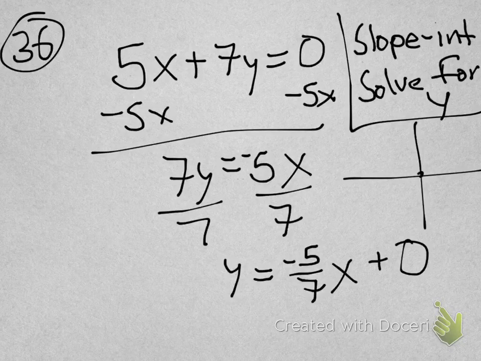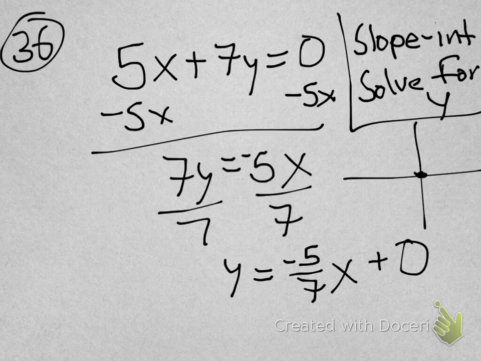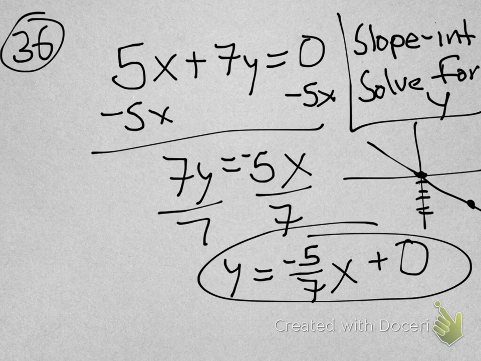If we were going to graph this real quick, we'd put a dot at 0, 0, because that's our y-intercept. And then we rise 5, which means go down 5. 1, 2, 3, 4, 5. And then go over 7, put a dot, and then draw our line through. Very easy, guys, but this is all we needed to do for this equation.